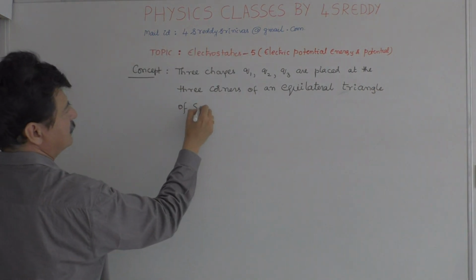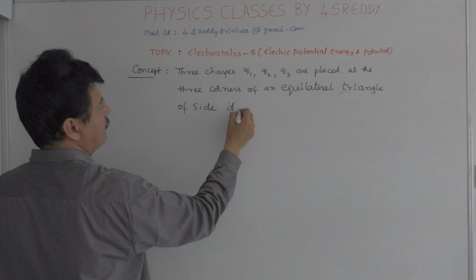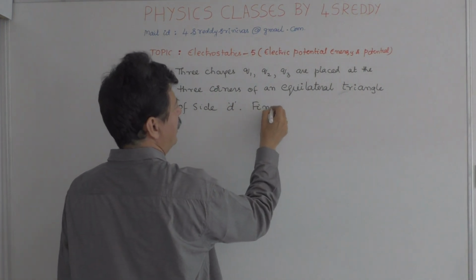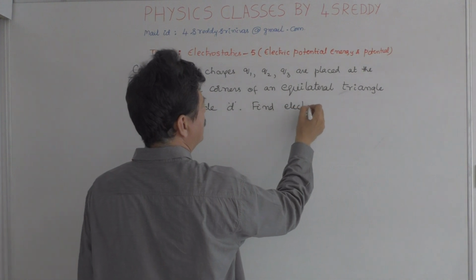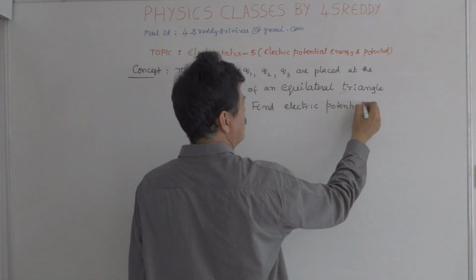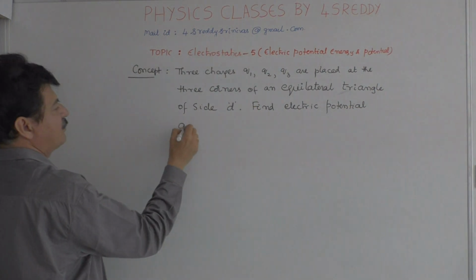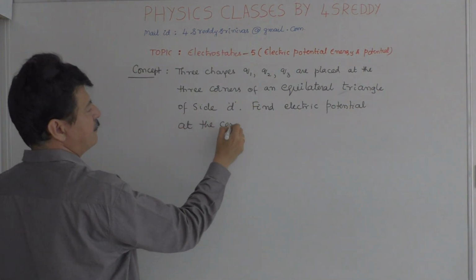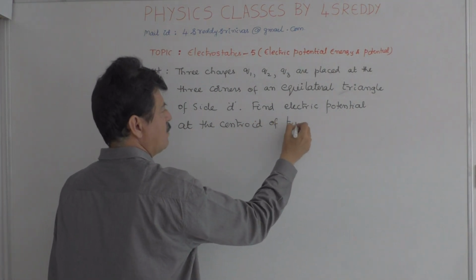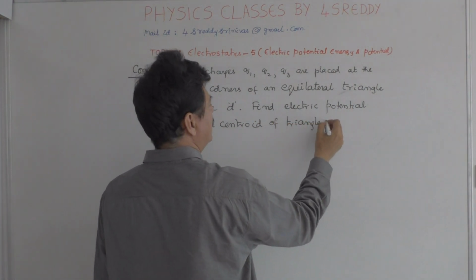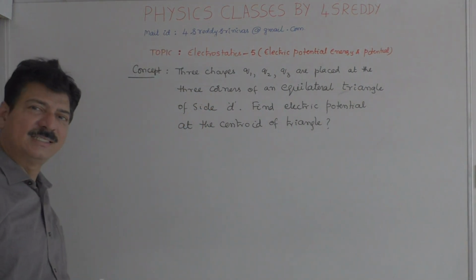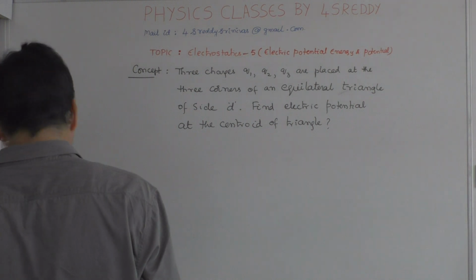Of side D. Find the electric potential at the centroid of the triangle. Find the electric potential at the centroid of the triangle. This is also very simple.